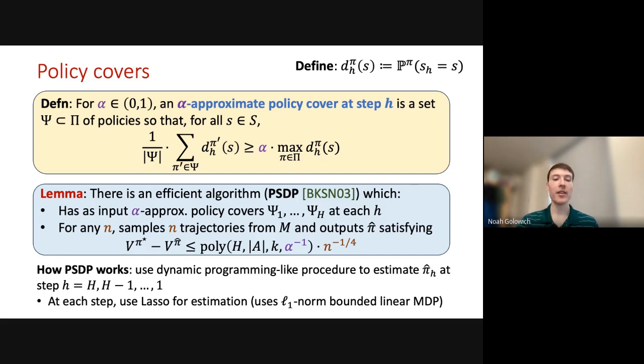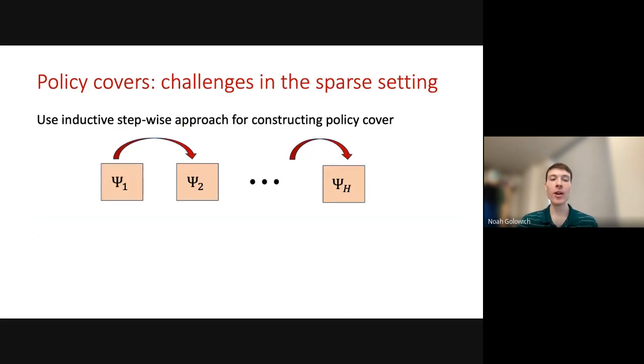Okay, so what this guarantee means is that once we found a policy cover, we're good. And so the bulk of our proof is to construct a policy cover. The way we do this is to use a stepwise procedure. And in fact, now we're going to go in order of increasing steps. So we're going to first construct a policy cover psi 1 at step 1, then psi 2 at step 2, and so on.